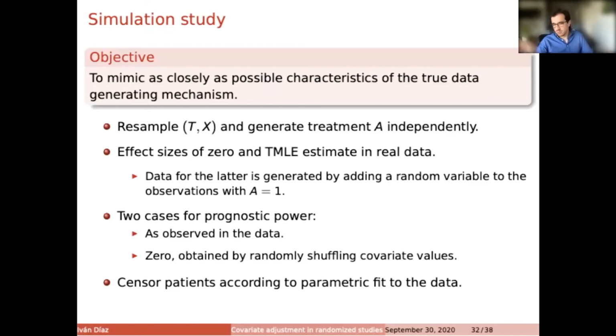This random variable was independent of everything else. And so we actually also looked at two cases for prognostic power. So what is the prognostic value of X and T? The first one is as observed in the data, so that corresponds to the resampling that we did. And the second one is a prognostic power of 0, which is obtained by actually doing the process I described before, but randomly shuffling the covariate values. And we also censor patients according to a parametric fit to the data.